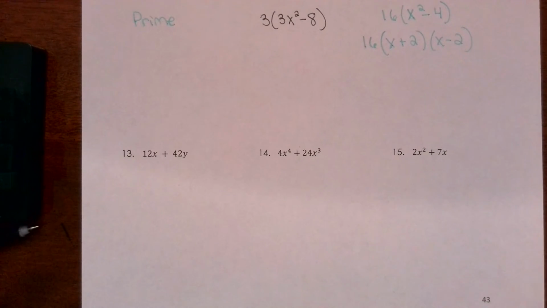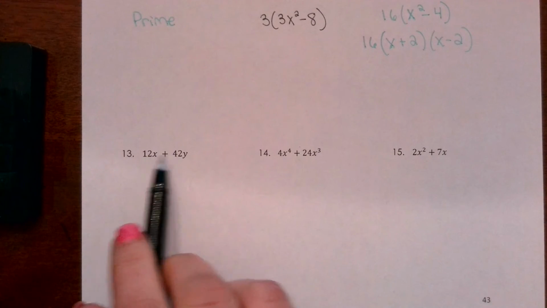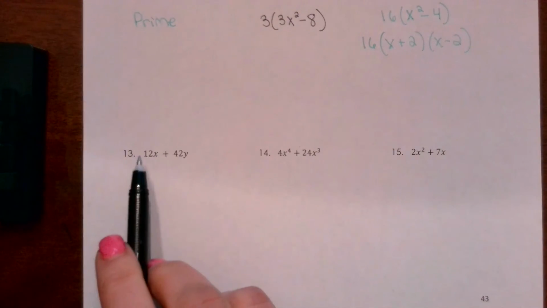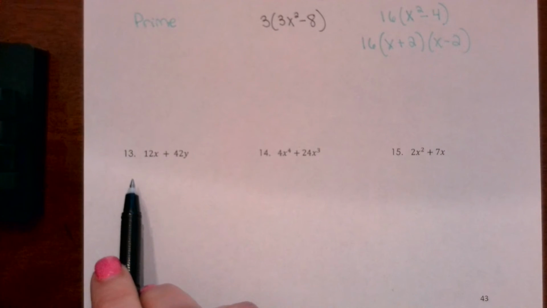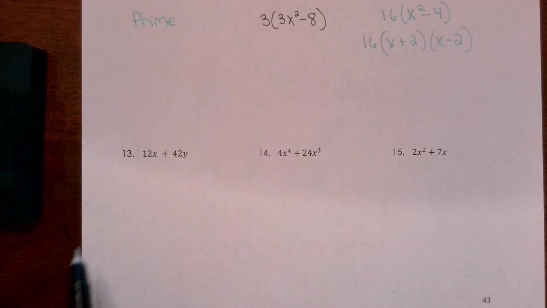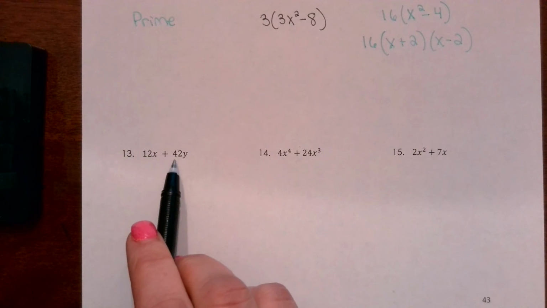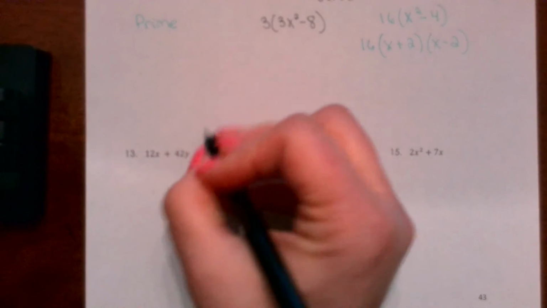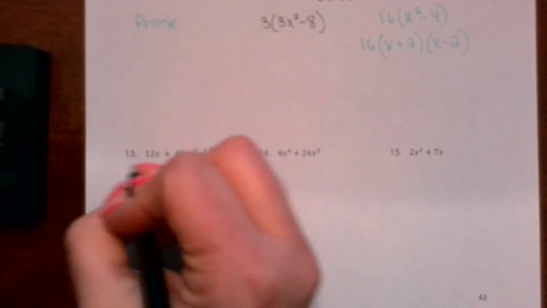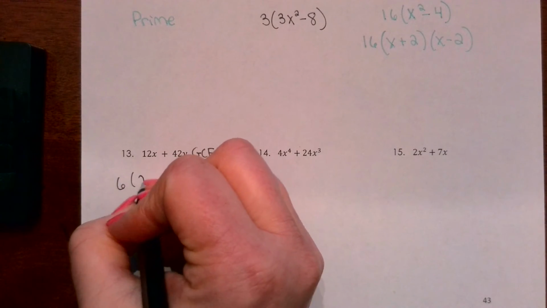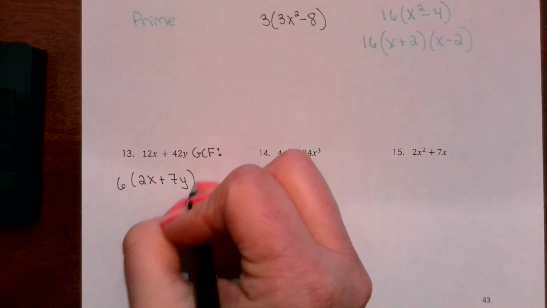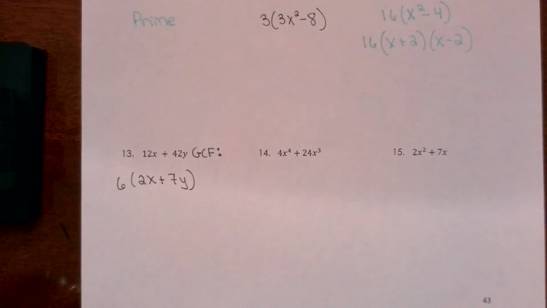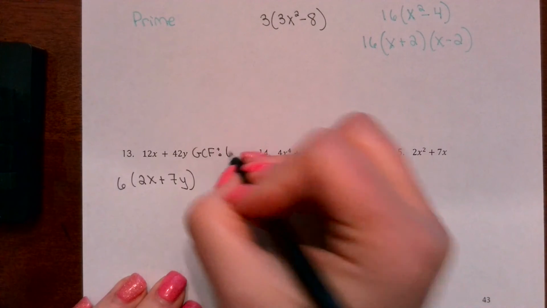Time for number 13. Looks like I can probably take an even number, at least 2. I could take 3 out of both of them. 4 does not go into 42. How about 6? 6 goes into 42 and 6 goes into 12. I'm going to have that be my GCF. 12 divided by 6 is 2x, and 42 divided by 6 is 7y. There's no way to simplify that binomial further. The GCF is 6.